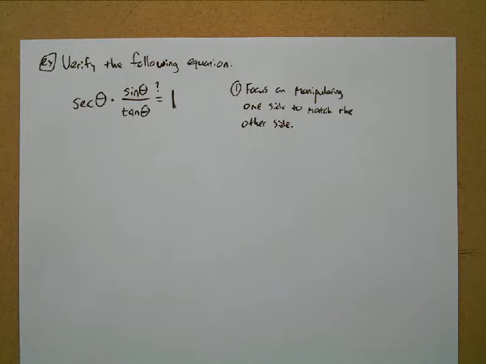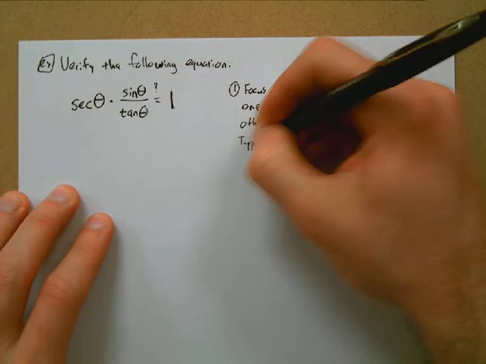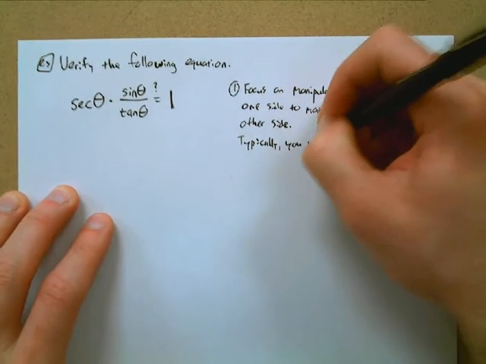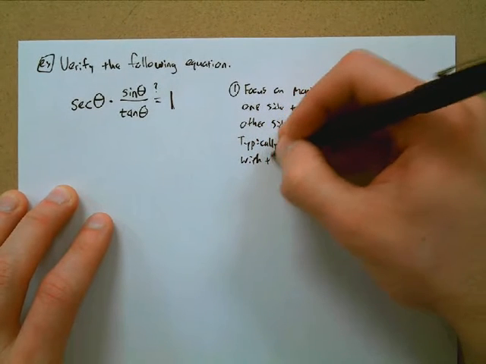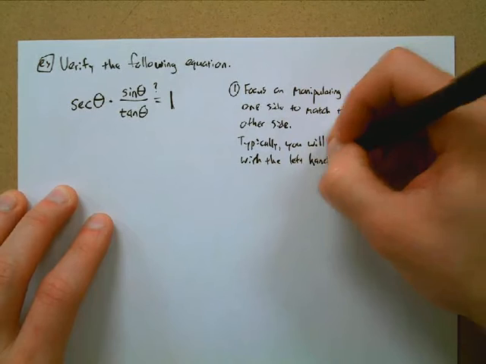So typically, you will work with the left-hand side. Okay, and that's going to be my suggestion to you as well. These problems are written in such a way that it's the left-hand side that you want to simplify, or to rewrite in order to match the right-hand side. So the left-hand side is kind of like what we have to work with. The right-hand side is our goal. Okay, typically, it's better to think of it that way.